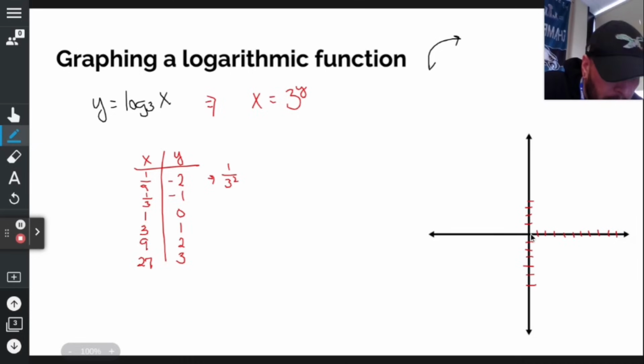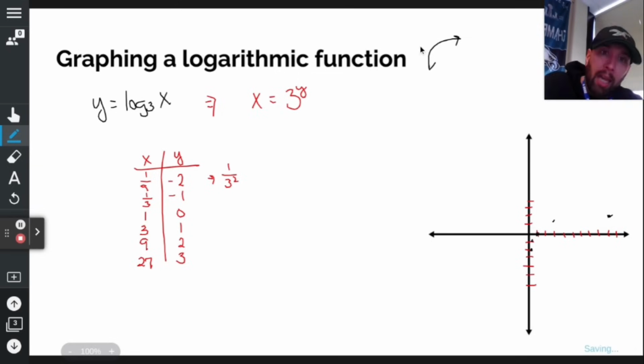Okay. When x is 1 ninth, which is almost 0, I get negative 2. When x is 1 third, I get negative 1, so something like that. When x is 1, I get 0. When x is 3, I get 1. When x is 9, I get 2. And then, of course, I'm not going to graph 27, 3.